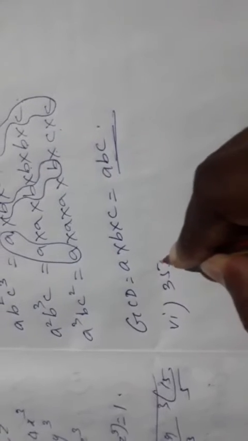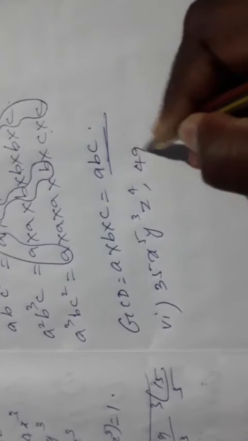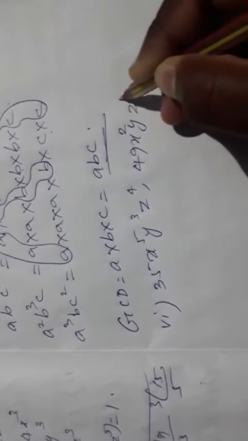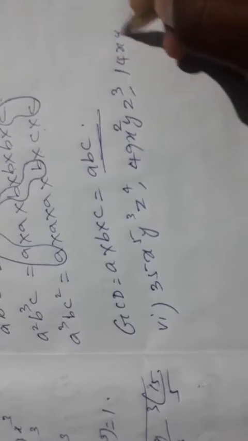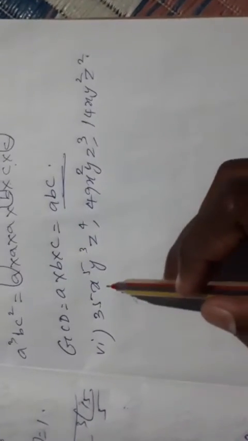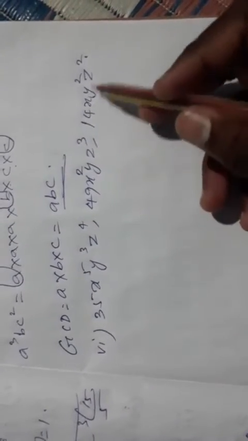Next see the sixth one. What is the sixth one? 35 x power 5 y cube z power 4, 49 x square y z cube, 14 x y square z square. So see, here variables and numerical coefficients are given. Is there any common variable? See, x y z, here also x y z, x y z. So the variable is common.